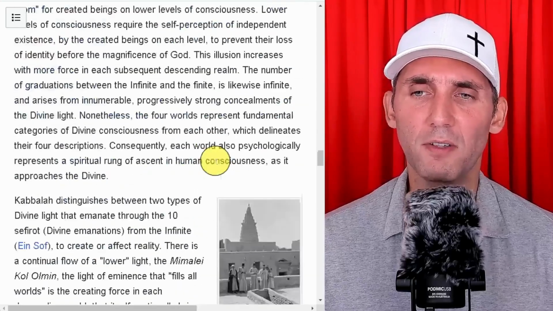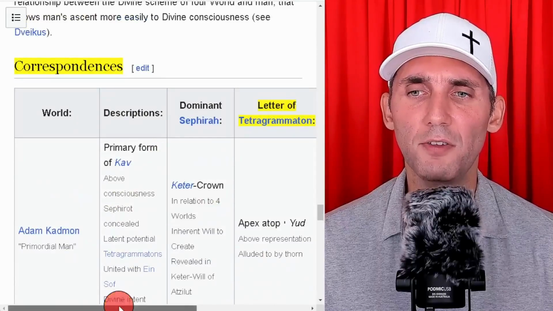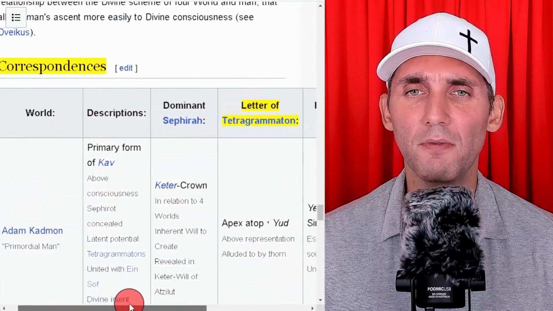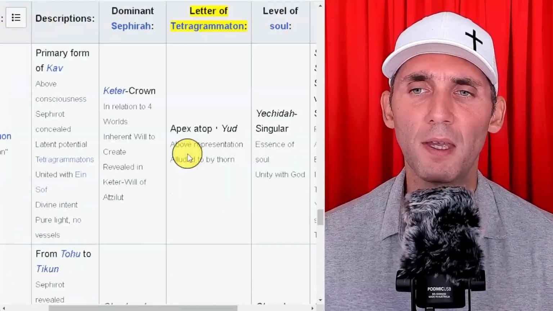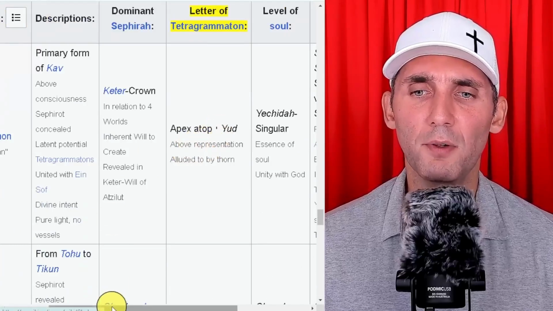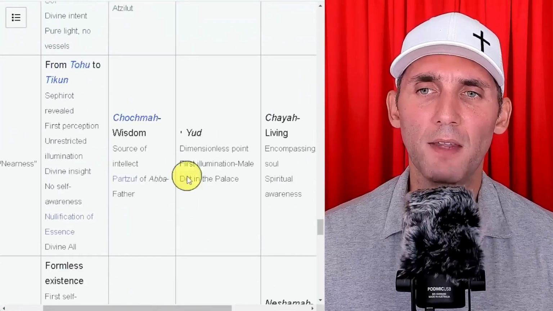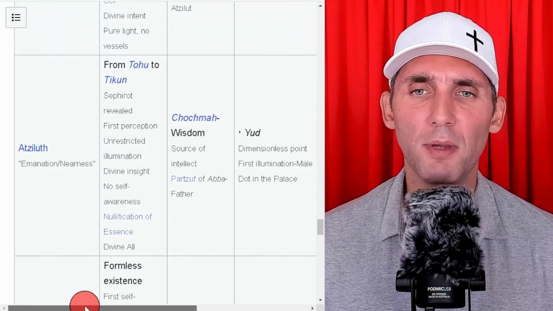And of course, all these things are used by them to create these occult mystery beliefs, and they associate these things, unfortunately, to each letter of God's name. They say correspondence. You see, the letter of the Tetragrammaton. The Yod is representation of this crown one. It's the letter of the primordial man. And this other one is a letter of the Atzilut, the emanation or nearness.